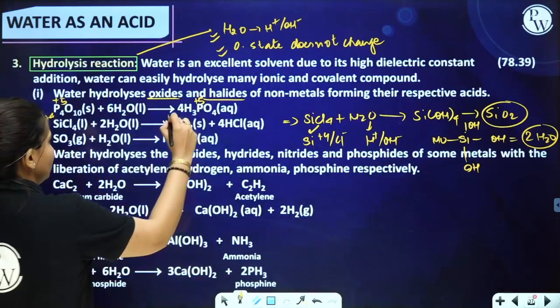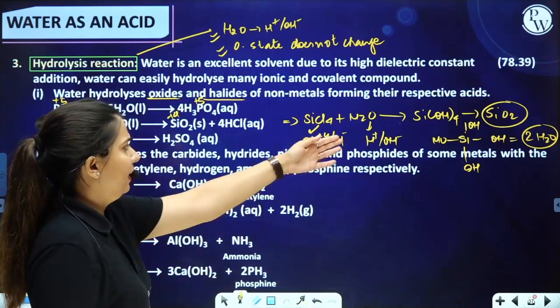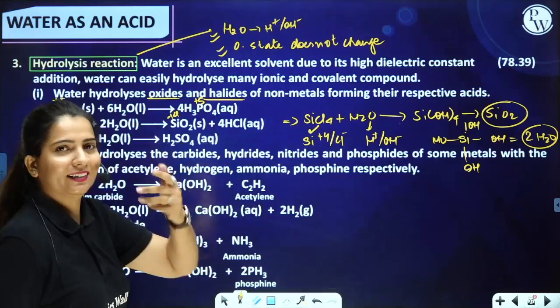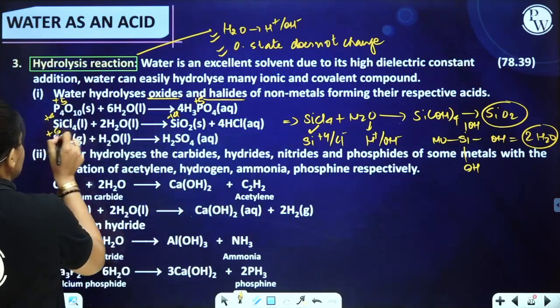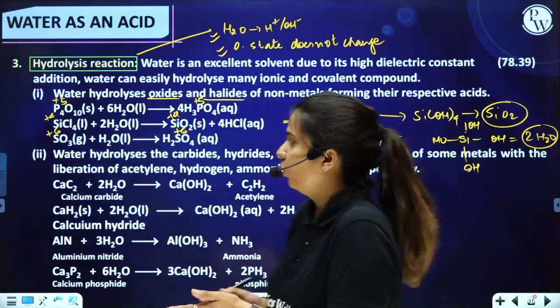So SiO2 still has the oxidation state +4. So I'm telling you, the negative ion combines with the positive ion. Cl negative will combine with the H positive ion, so you are going to get HCl over here. Now SO3 has the oxidation state +6. You are going to get sulfuric acid, and the oxidation state will be +6 over here.